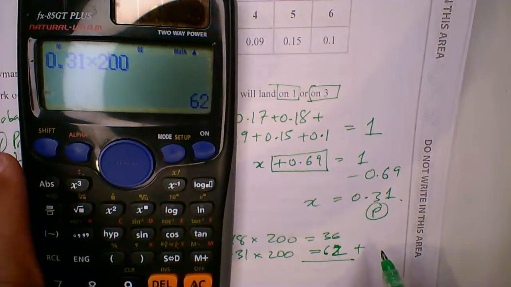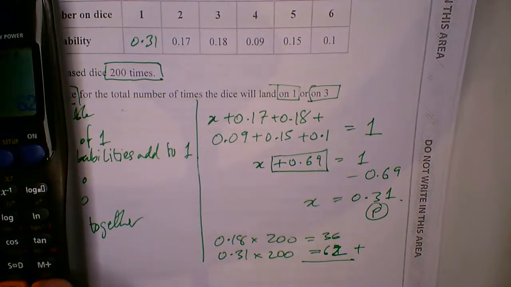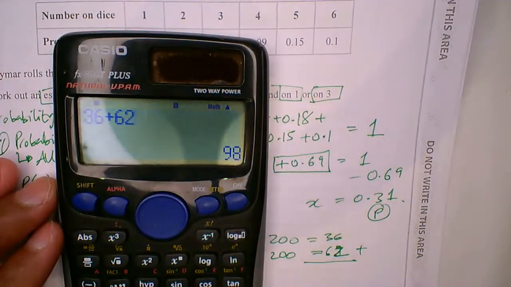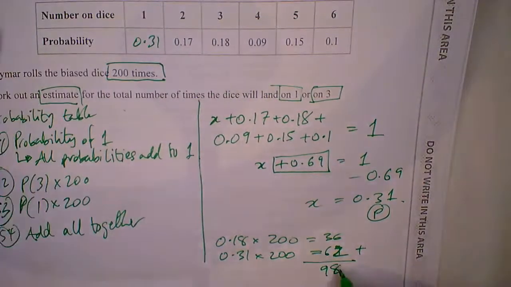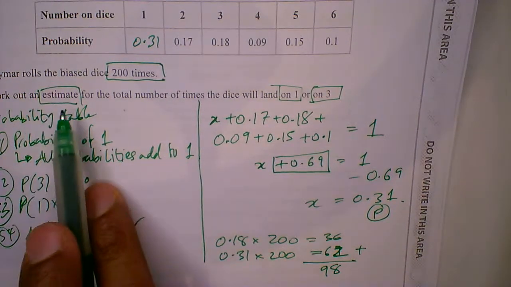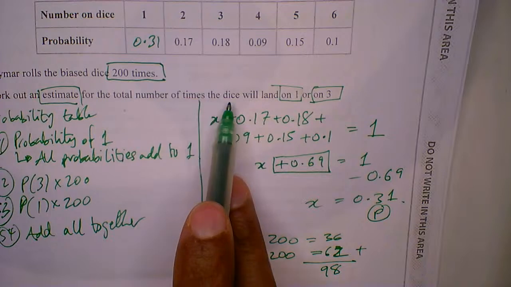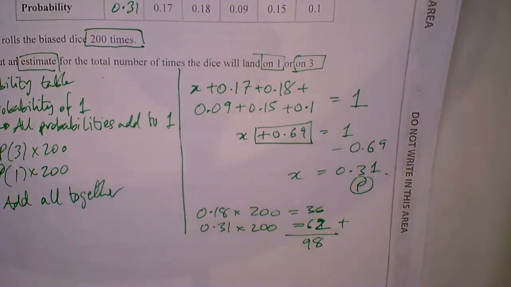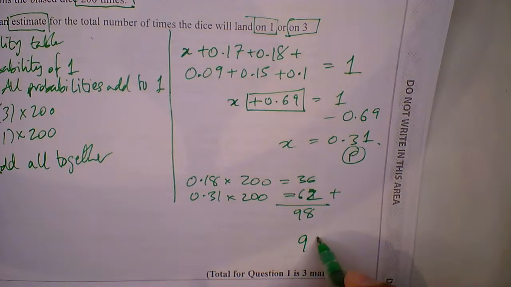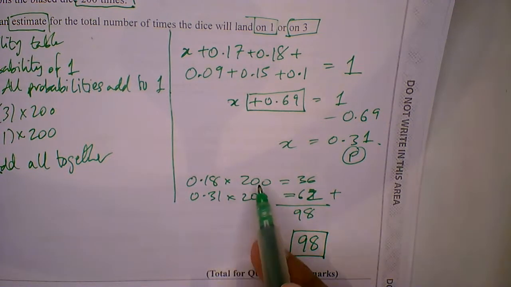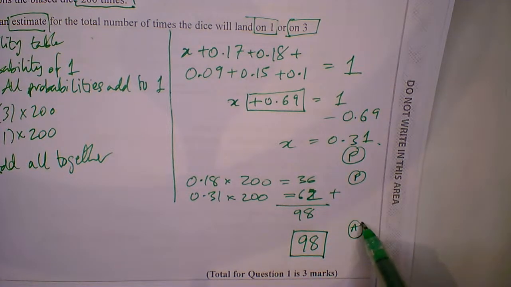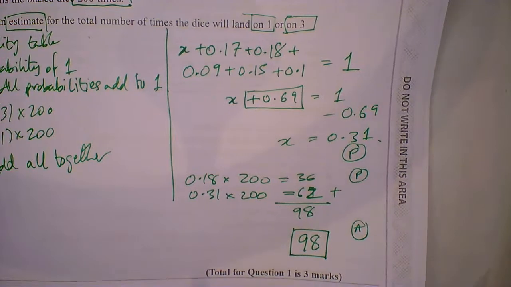Why did I write 69? I have no idea. 36 plus 62 gives us 98. So our answer, work out an estimate for the total number of times the dice will land on 1 or 3, is 98. That is our final answer. Okay, so for this part here, getting one of these, it's a process mark. And then for your actual answer, you have that. So those are your 3 marks.